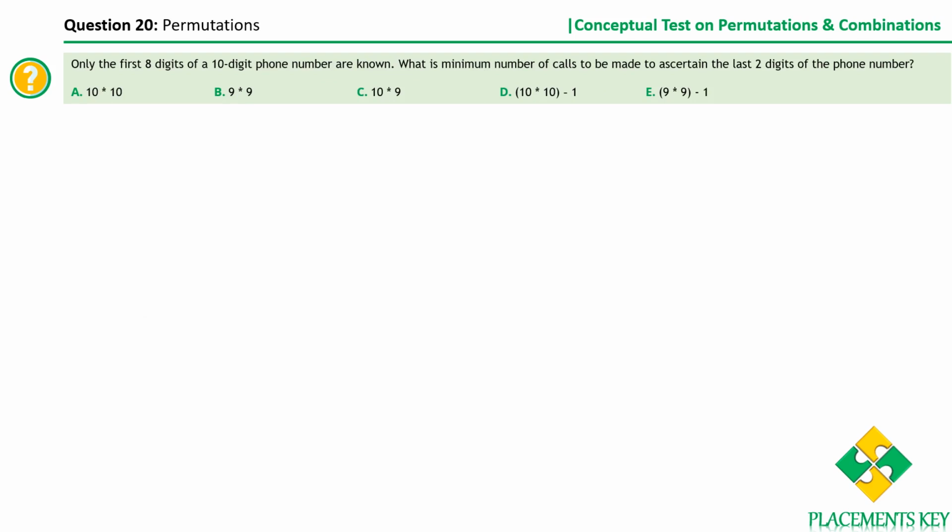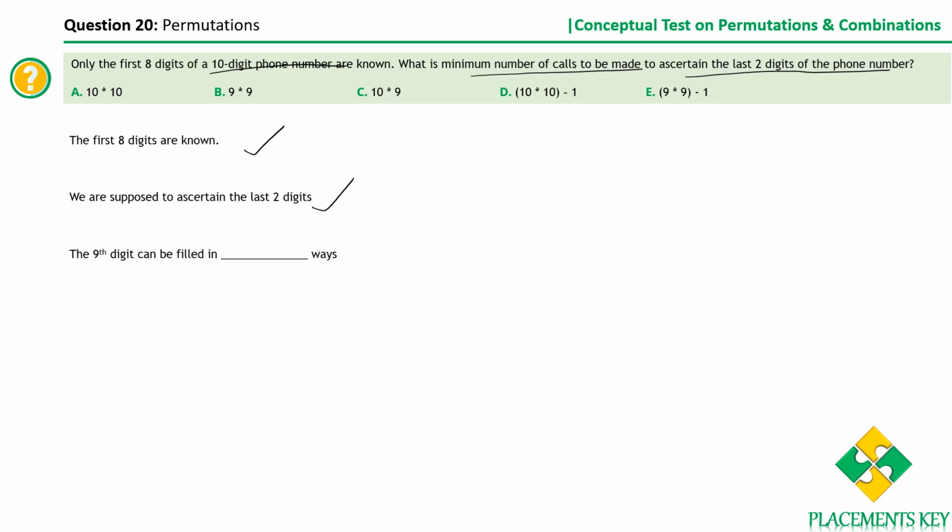Only the first 8 digits of a 10-digit mobile phone number are known. What is the minimum number of calls to be made to ascertain the last 2 digits of the phone number? Now we only have 8 digits. We'll have to ascertain the last 2 digits. The first 8 digits are known. We are supposed to find the last 2 digits.